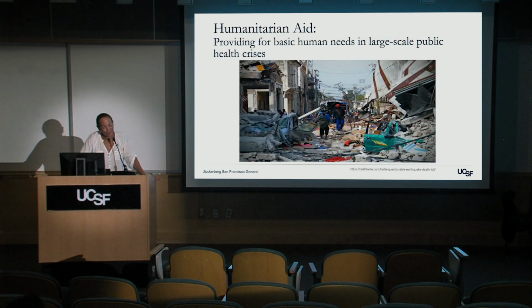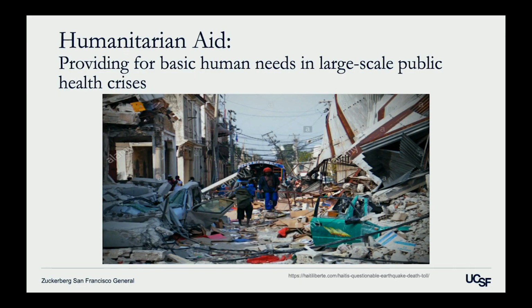So what is humanitarian aid? It's providing for the basic human needs in large-scale public health crisis. Basic human needs meaning that every human being has the right to health, food, shelter, etc., right? And we should provide for that. And that's what humanitarian aid is, simple as that, right?